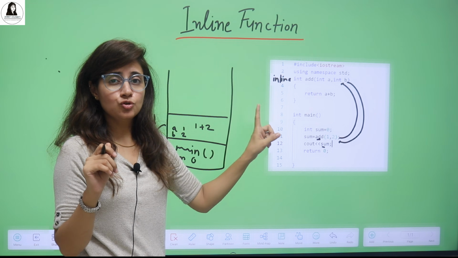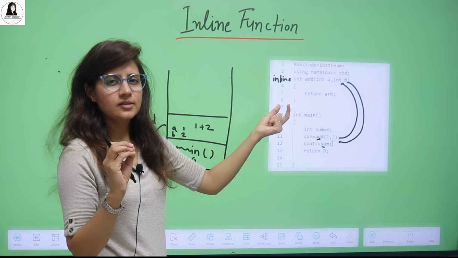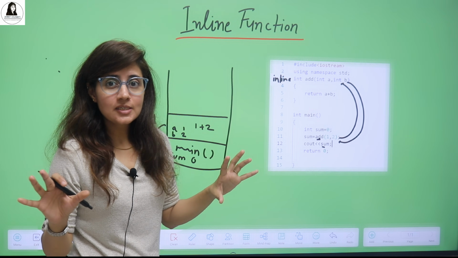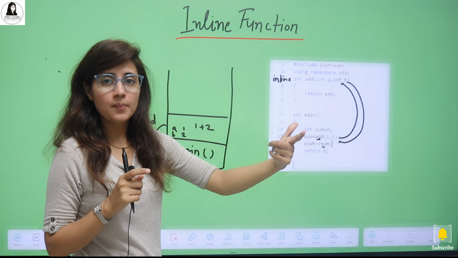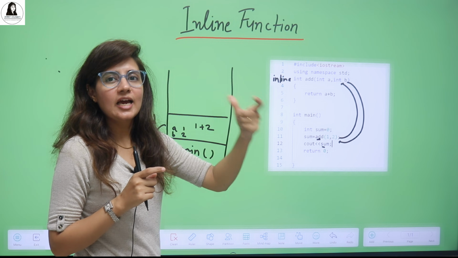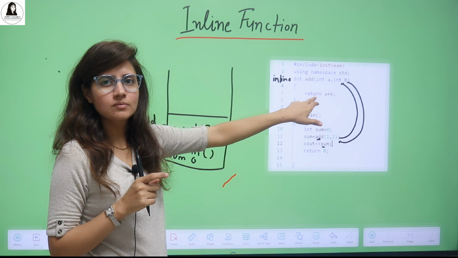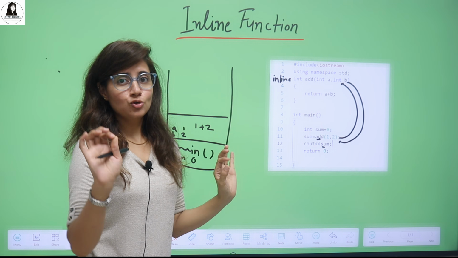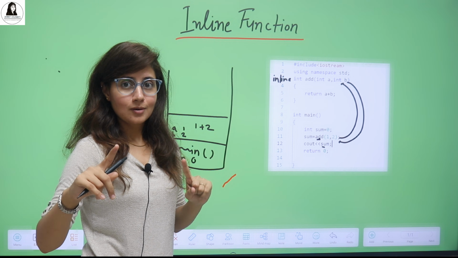But make sure the function is very small or simple, hardly 1 or 2 lines maximum. And it's not compulsory that the compiler will treat this function as an inline function. We can just suggest to the compiler, by adding this keyword, to please treat my function as inline because it's very small, so the function call overhead is more than the execution time of this function. But it completely depends on the compiler whether this function would be treated as inline or not.